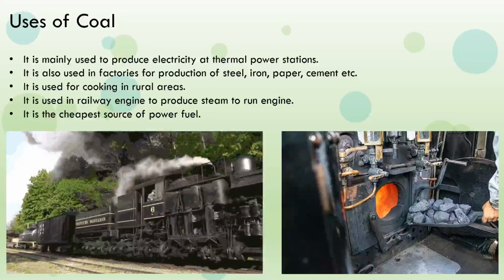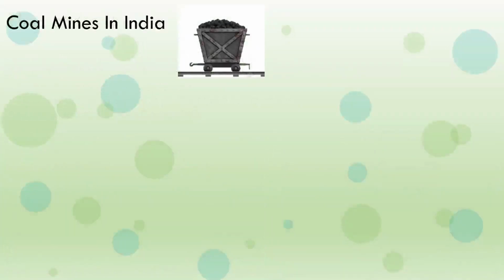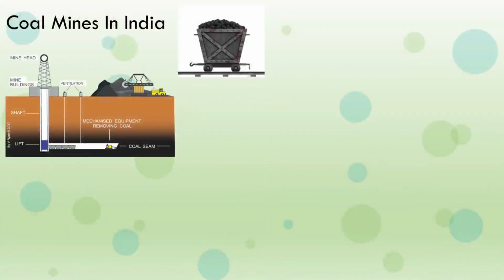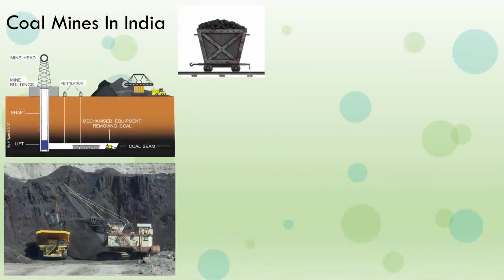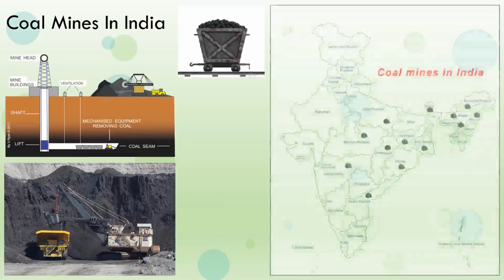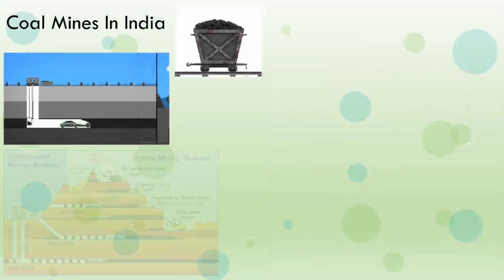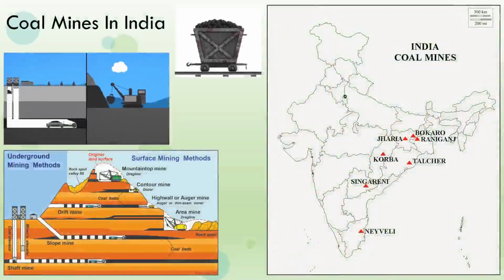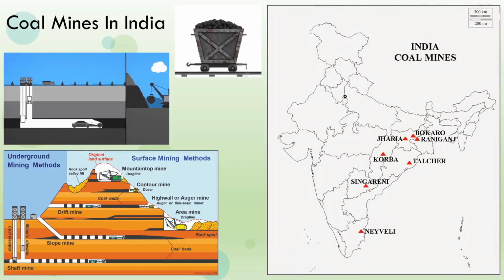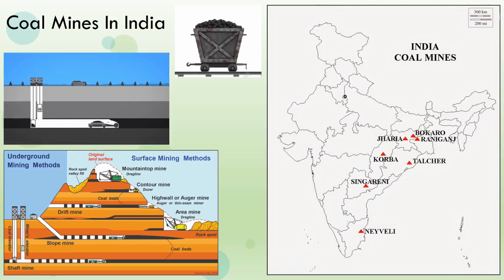Now, coal mines in India. The major coal mines in India are located in West Bengal, Odisha, Jharkhand and Madhya Pradesh. The largest number of coal mines are in Jharia and Bokaro in Jharkhand and Raniganj in West Bengal.